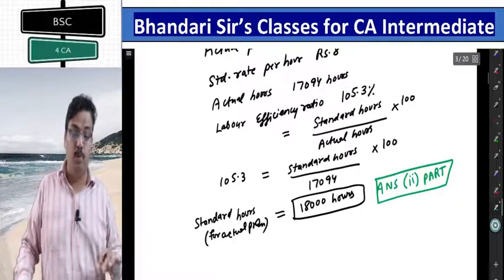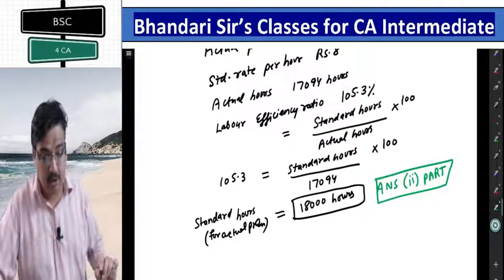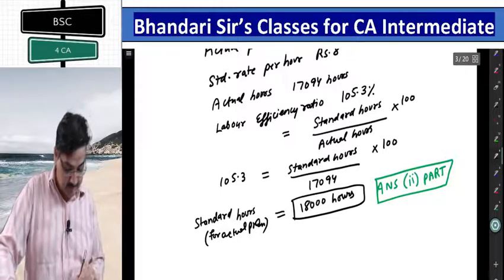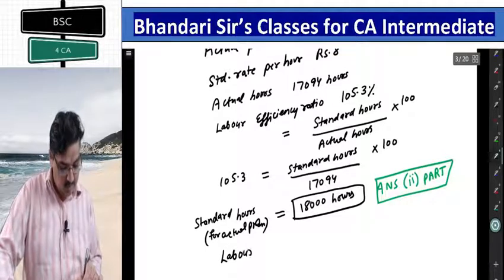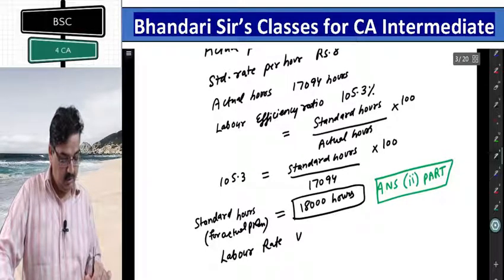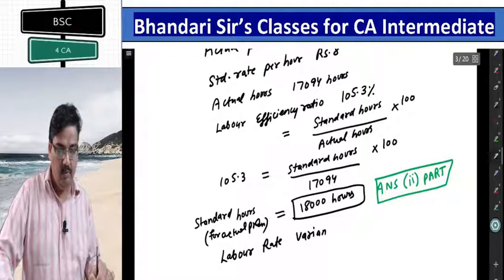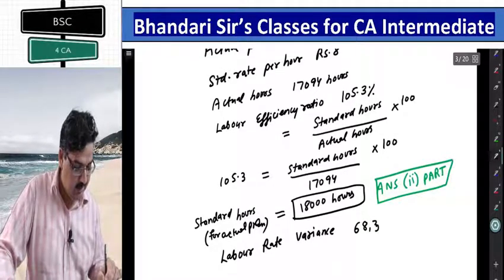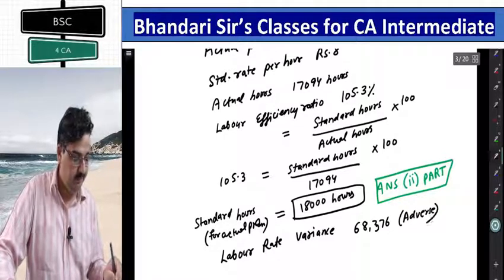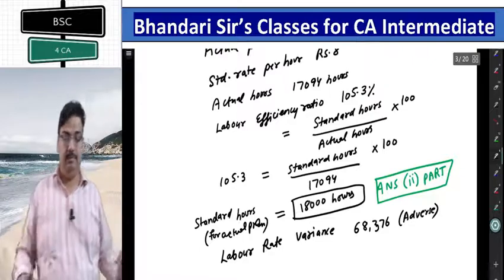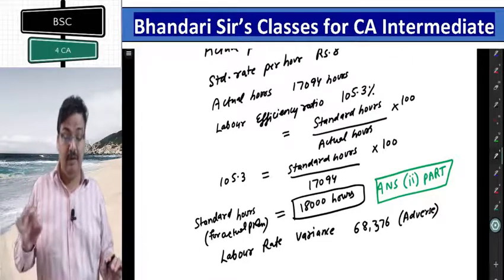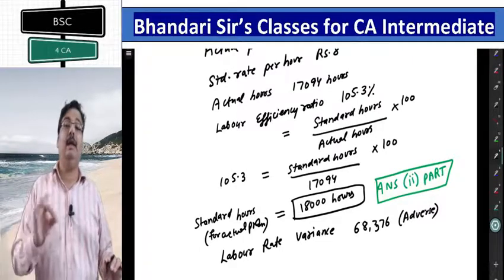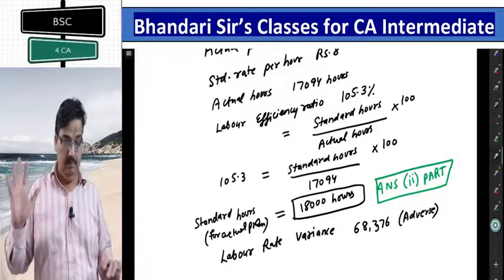First, let's note more data which is given. You are given labor rate variance. Labor rate variance, this is 68376. Adverse means negative. This is given to me. Now let us focus on what I can calculate from here and there.